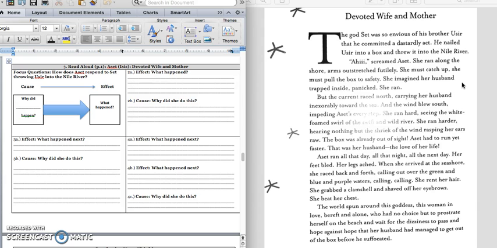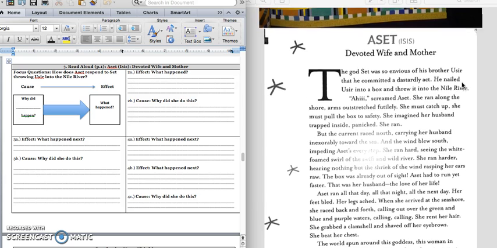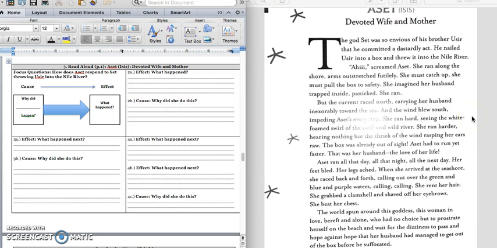She ran. So our main character is Aset. So we're thinking, what happened? What happened to her, or what did she do? And we know it in the last sentence, underline this. It says, she imagined her husband trapped inside, panicked. She ran. And I want you to label that effect number 1. This sentence is effect number 1.